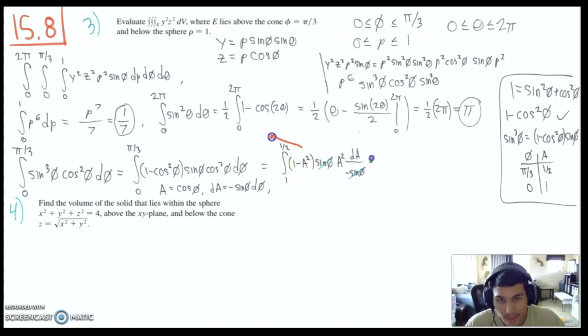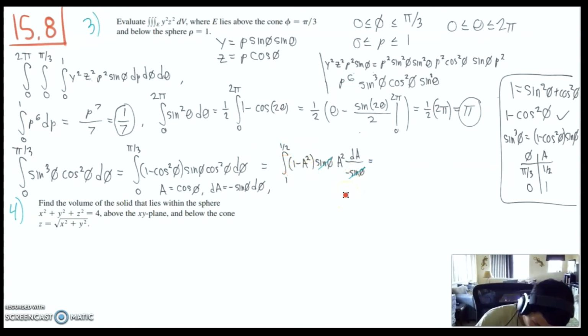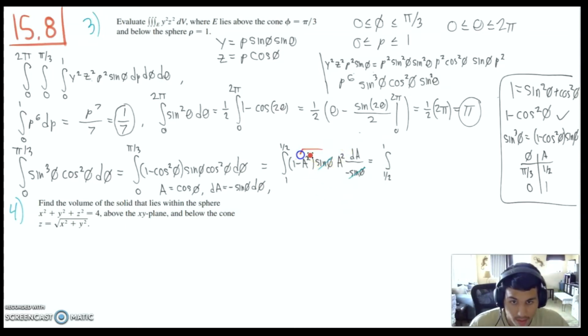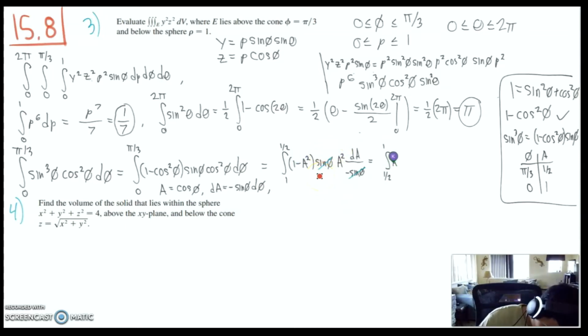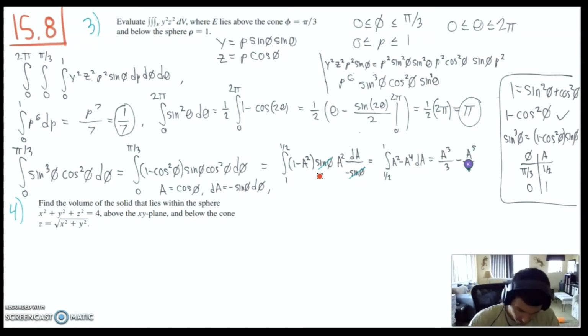And by the way, you can flip this now, right? You can flip this, and that will also get rid of the negative here, like we did before. So we'll have the integral from 1 to 1/2 of, and we're going to factor in the a's, a squared minus a to the fourth dA, which as we all know is a cubed divided by 3 minus a to the fifth divided by 5, evaluated from 1 to 1/2.